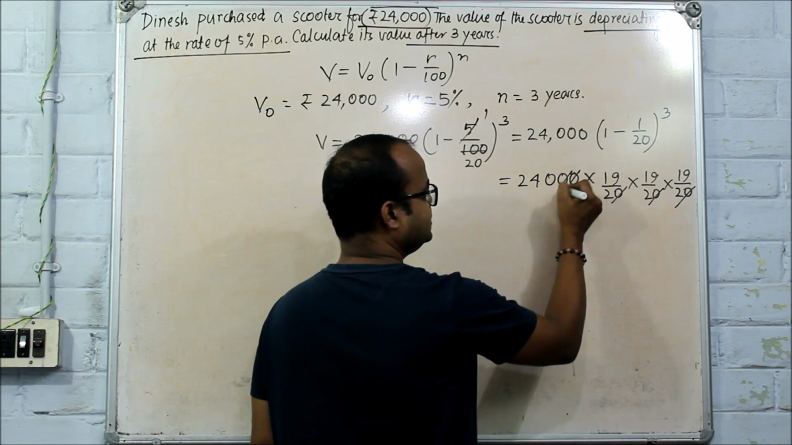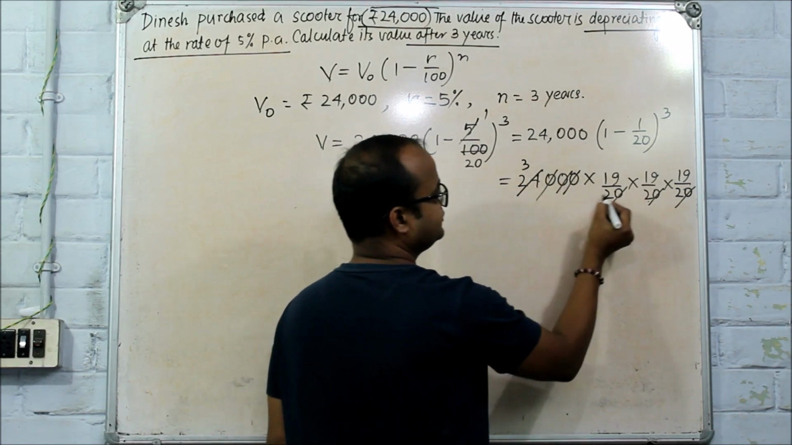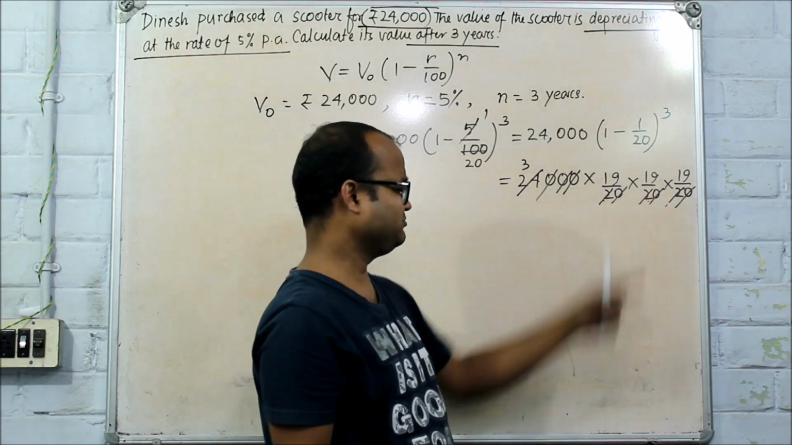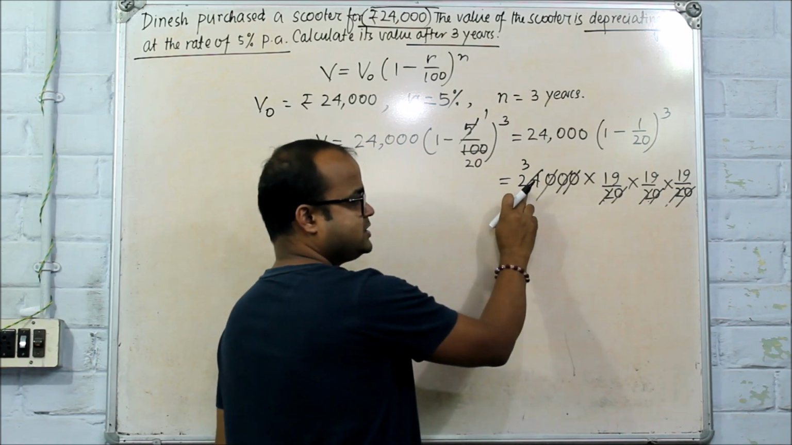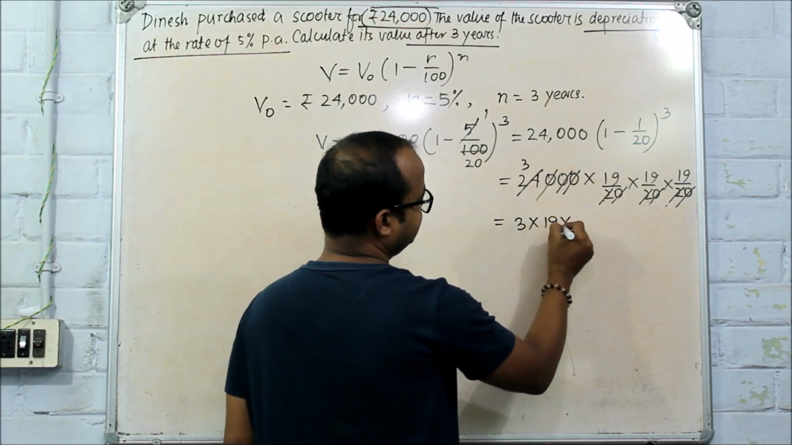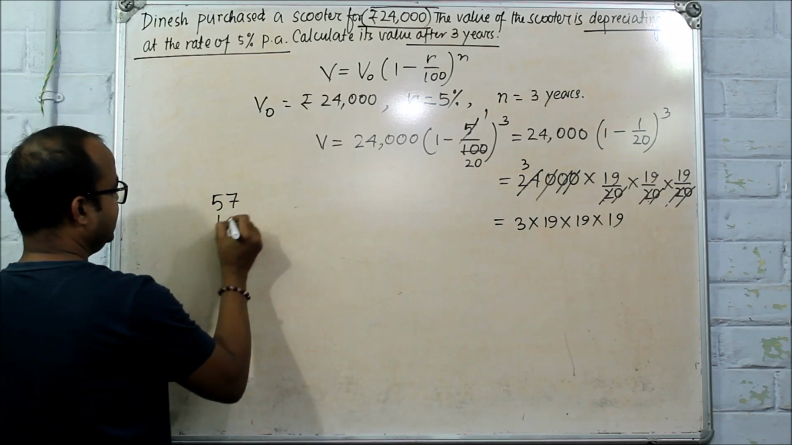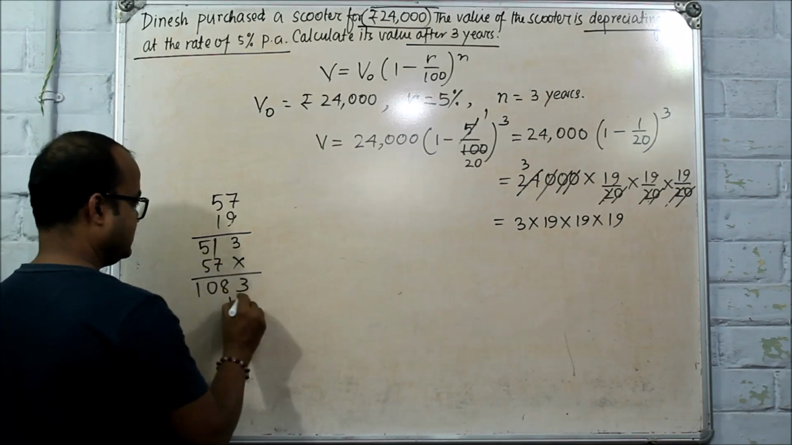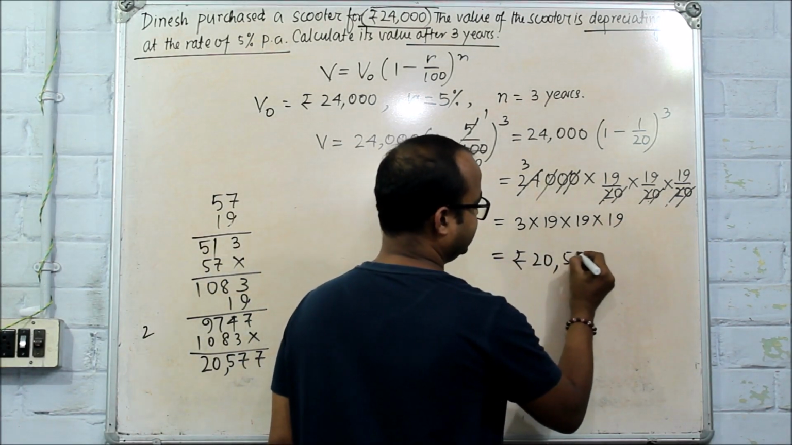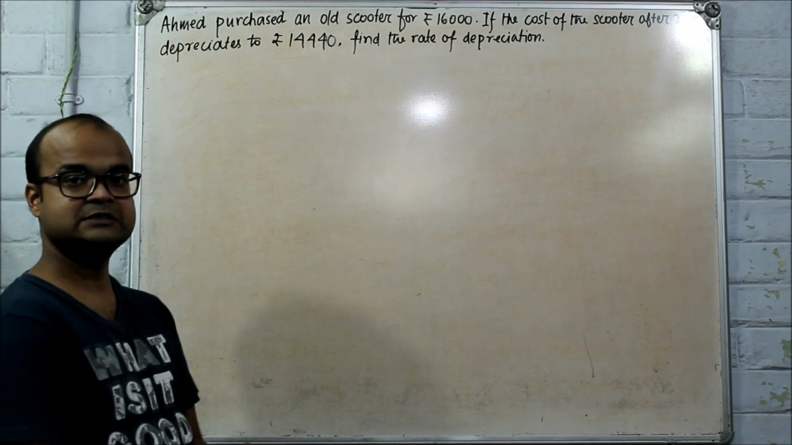1, 2, 3, 0. This 3 zeros will get cancelled. 2 twos are 4, 4 twos are 8, 8 threes are 24. So I am directly cancelling this 3. You may cancel separately 2, 12, 2, 6, 2, 3. You can cancel that also. So now we multiply 3 into 19 into 19 into 3. 19 threes are 57. 57 multiplied by 19 and so on. If you multiply, your answer will be rupees 20,577.